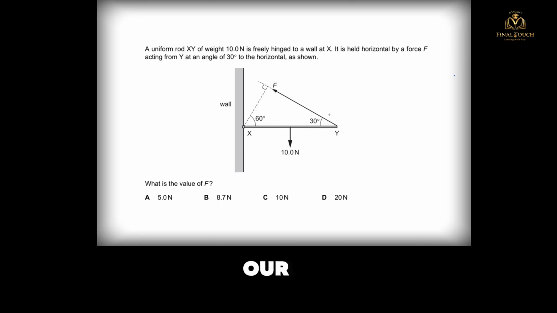So this is our diagram. As we can see, they said weight of 10 Newton is freely hinged. So we can say that this 10 Newton is at the middle of this rod X and Y, and this force is all the way at the end. Many students would just think that this is a vertical force acting downwards, so if we just equate this with the vertical component of this F, we'll get our answer.